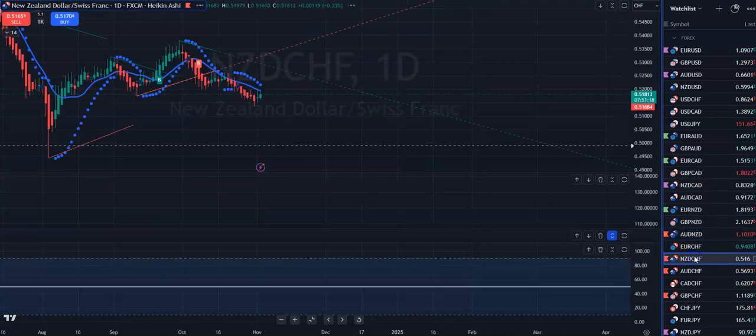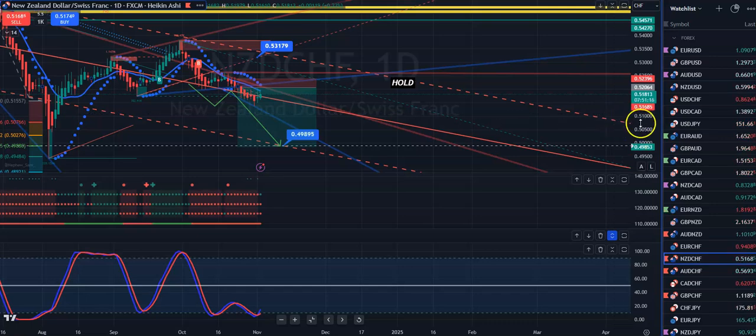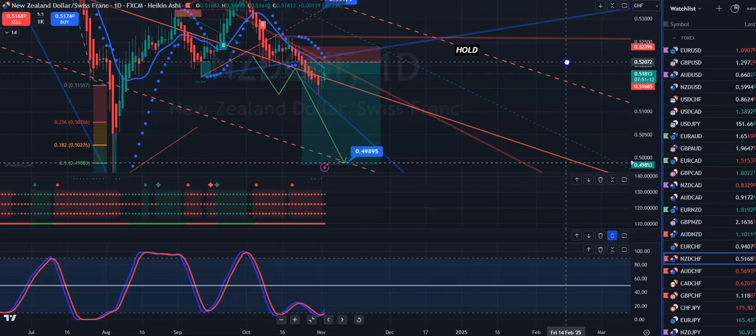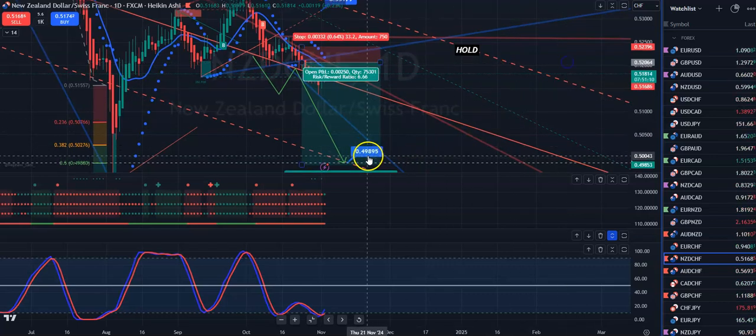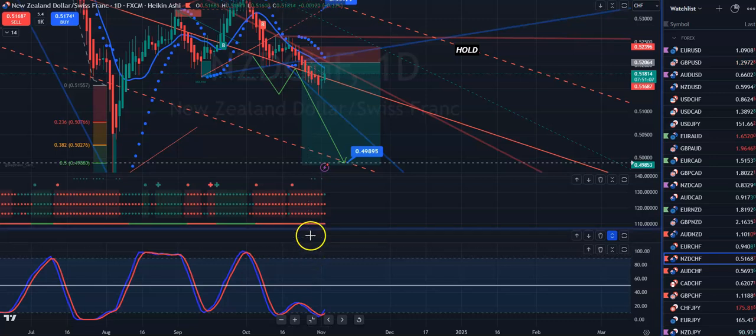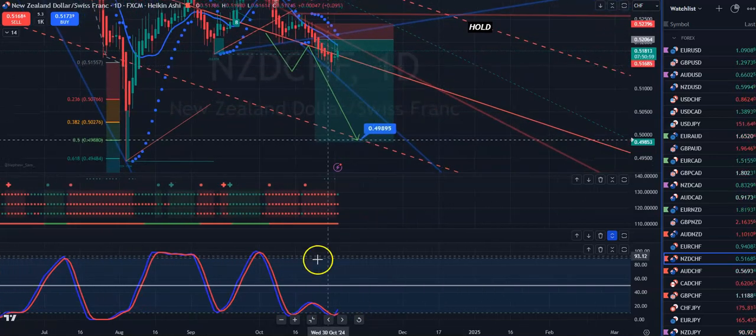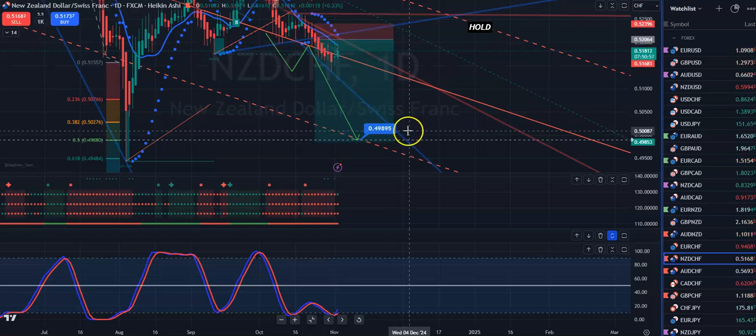Now, I did mention the Swiss franc futures looking really good, didn't I? So New Zealand Swiss to the downside, 49.89. I'm going to again give this another 24 hours. The buyers have stepped in a little bit, but I'm happy to hold it for now because, before you blink an eye, it suddenly starts going down again.